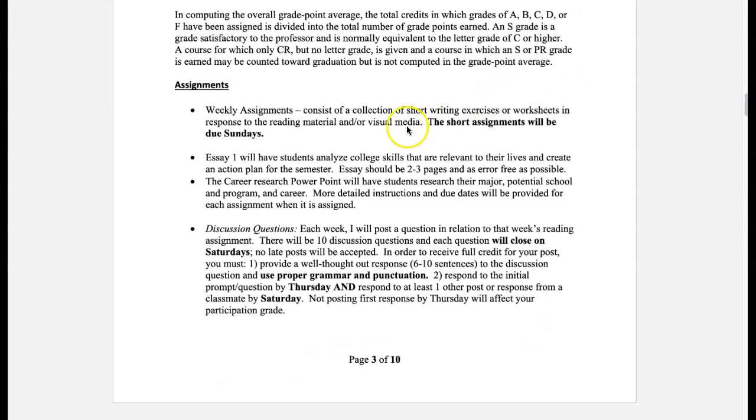Here I talk a little bit more about the assignments. Weekly assignments are due on Sundays. The first essay will have a specific due date, but it'll typically be on a Sunday as well. The career research PowerPoint also has a specific due date, but it will be due on a Sunday as well. When it comes to the discussions, pretty much each week we're going to have a discussion, and in order to get the 10 out of 10 points, you have to reply to the original post, which is the discussion question that I posed for that week. You have to reply in a well thought out, grammatically correct post, and you have to post that by Thursday.